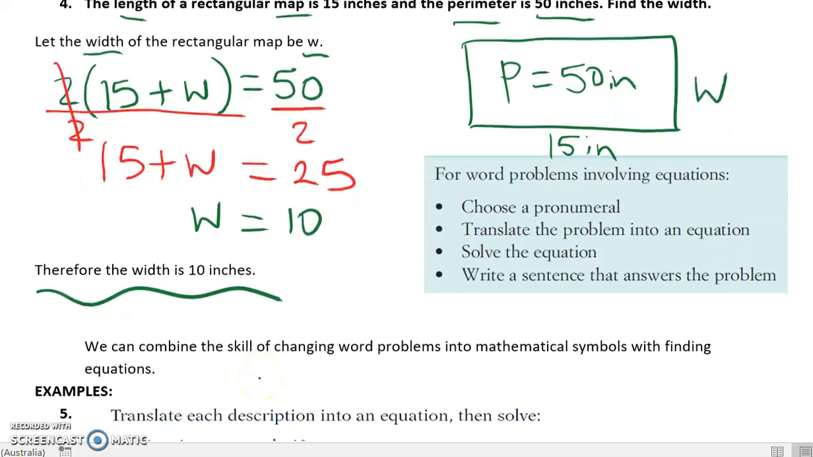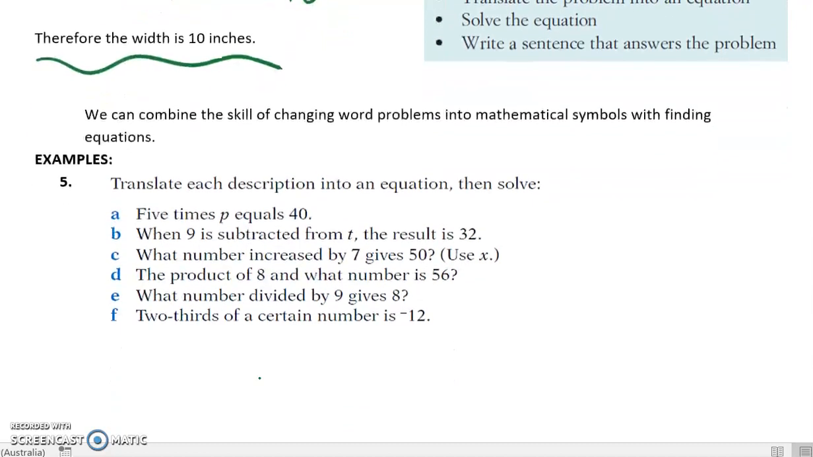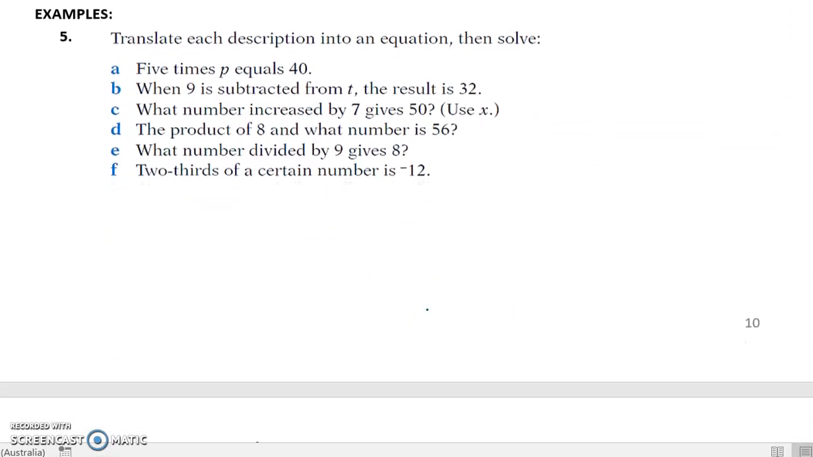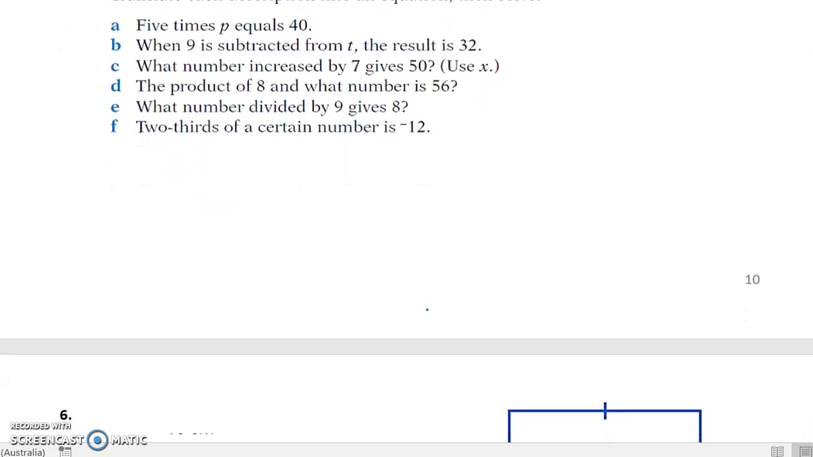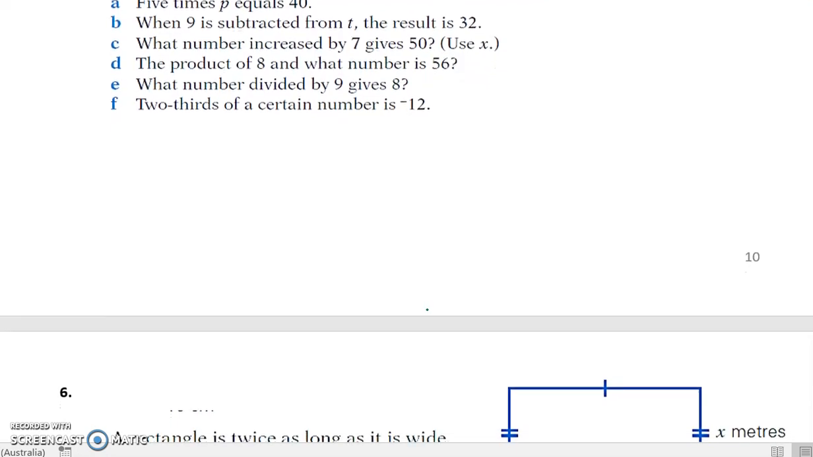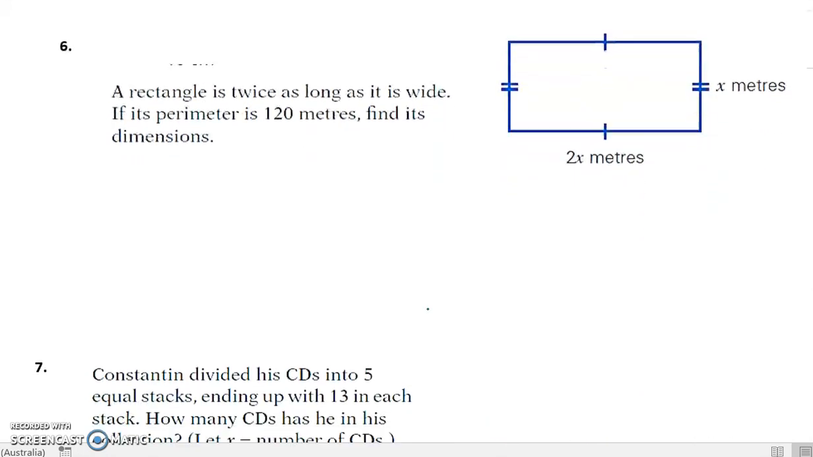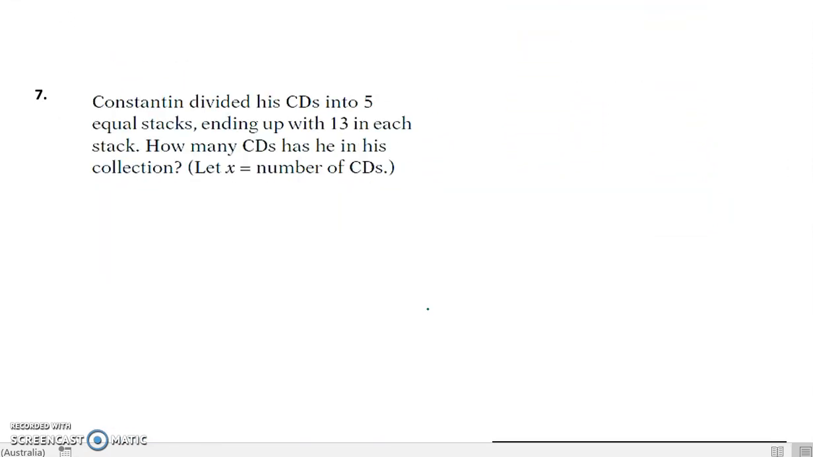So hopefully you can see in those problems that we can combine the skill of changing word problems into math symbols when we're finding equations. So I would like you to have a go at these ones here by yourself. You can work with others if the teacher's okay with it. Question 6 is very, very similar to the one that we just did. And question 7 is a little bit more tricky, but I'd like you to have a go at it.